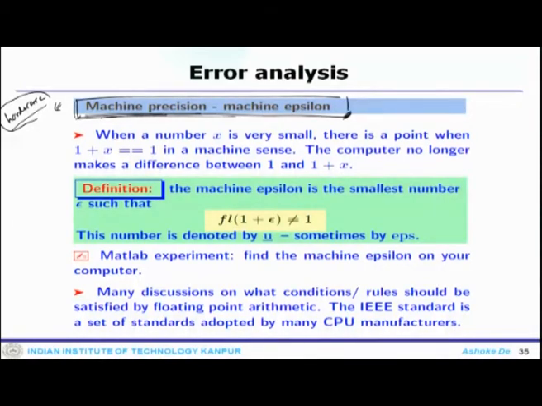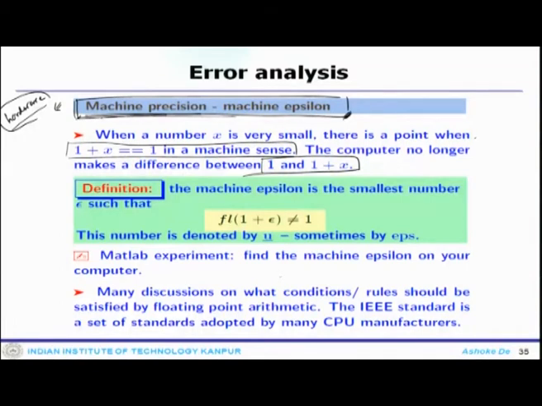Now, when a number x is very small, there is a point when 1 plus x equals 1 in a machine sense. So, I mean to say in machine sense, it is not that. The computer no longer makes a difference between 1 and 1 plus x, that is where the machine precision has been taken care of and there is no error associated with this precision.